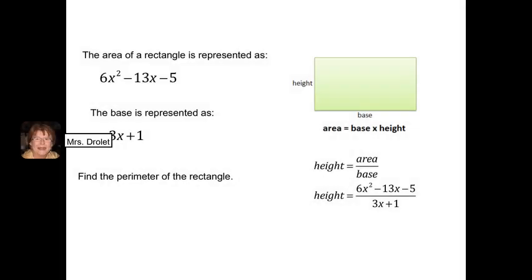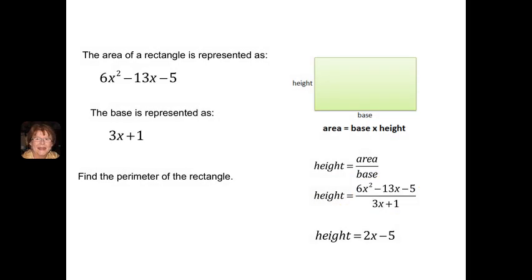In a story problem that involves algebra, after you perform an operation, always stop and read the problem once more. What were we looking for? Remember, we were looking for the height. Remember, we did long division and we found the expression that represented the height.